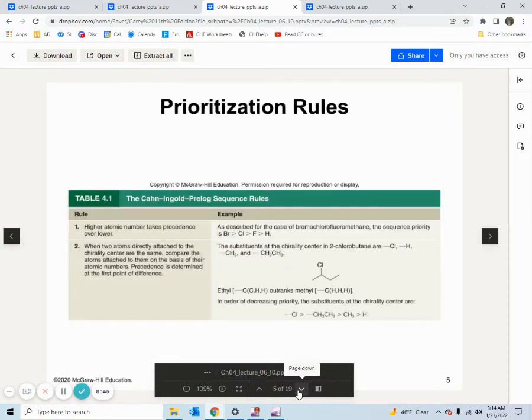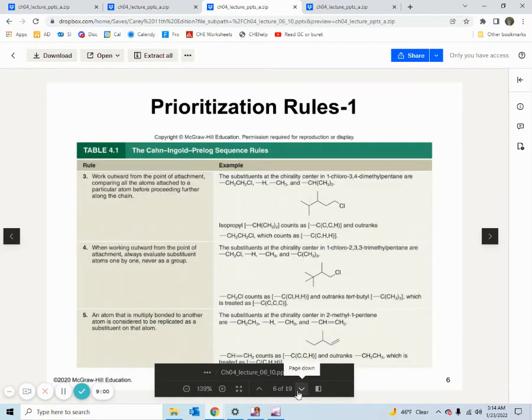So our prioritization rules: higher atomic number takes precedence over the lower. And then when two atoms directly attached to the chirality center are the same, compare the atoms attached to them on the basis of their atomic numbers. Precedence is determined at the first point of difference. Third, work outward from the point of attachment, comparing all atoms attached to a particular atom before proceeding further along the chain. When working outward from the point of attachment, always evaluate substituents one by one, never as a group. And an atom which is multiply bonded to an atom is considered to be replicated as a substituent on the atom.